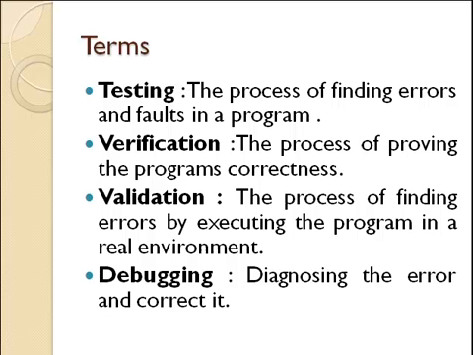Terms. In this section we are going to discuss some terms. Testing is the process of finding errors and faults in a program, and we are going to discuss types of testing in this lecture. Verification is the process of proving the program correctness. Validation is the process of finding errors by executing the program in a real environment. Verification and validation are discussed later in a separate lecture.